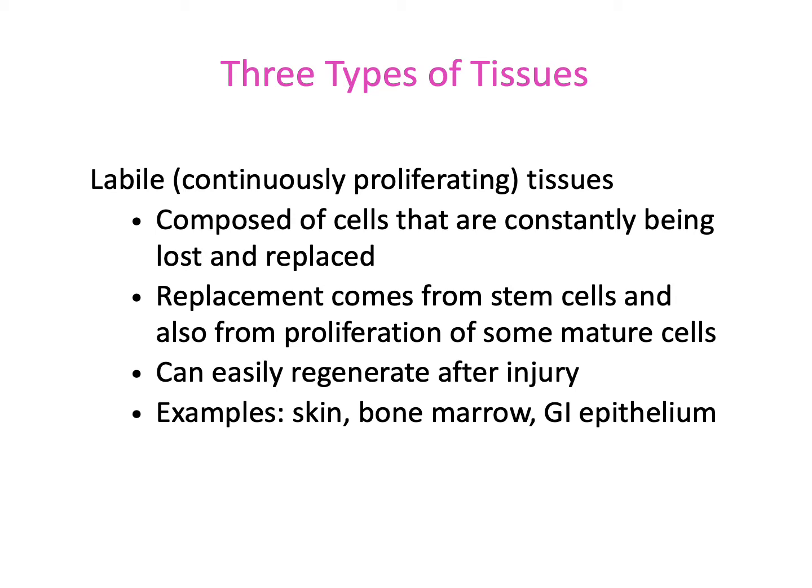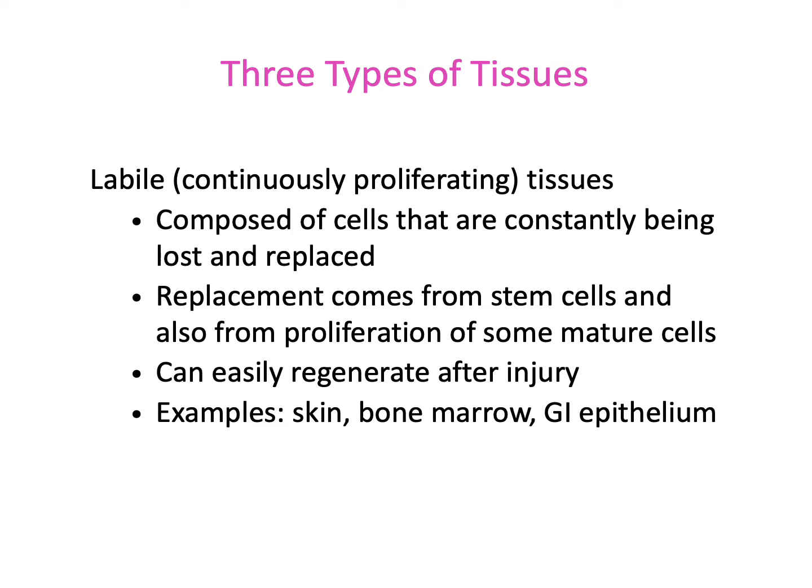The other way of replacing the lost cells is from proliferation of mature cells. And not all cells in labile tissues have this capacity, but some do. So even in your skin, some of the squamous cells that make up your skin have the capacity to proliferate and divide. Even though they're technically mature, they look mature, but they still have that capability. So proliferation is pretty robust in these tissues, and they're said to be continuously proliferating because they really are. You're constantly losing cells, so you constantly have to replace them.